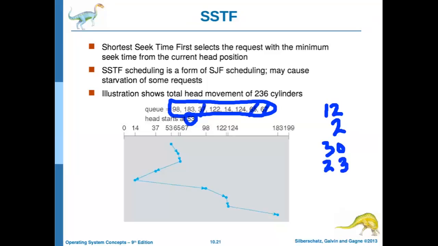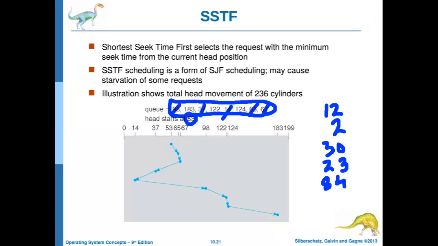So this 14 is also completed, right? Now after 14, out of the remaining, the nearest one is 98. So 98 minus 14 is the total movement required. That gives me 84. So that is 8 and 4. When this 98 is also satisfied.